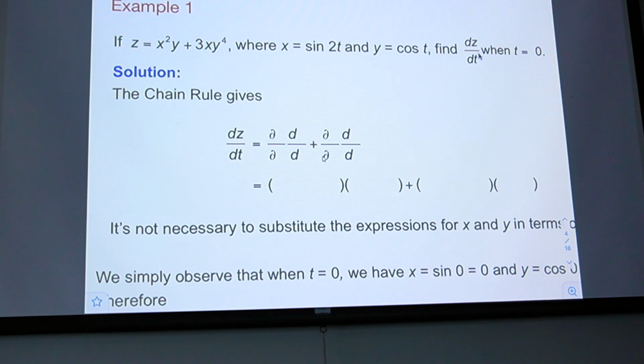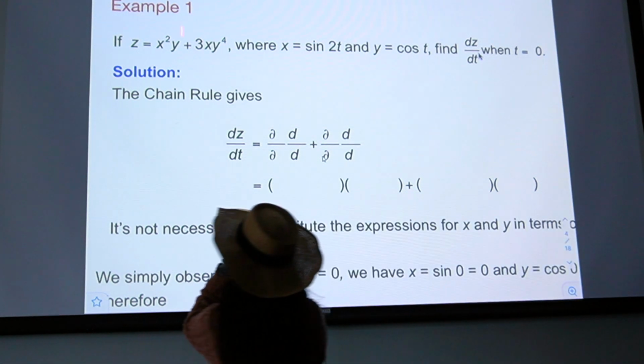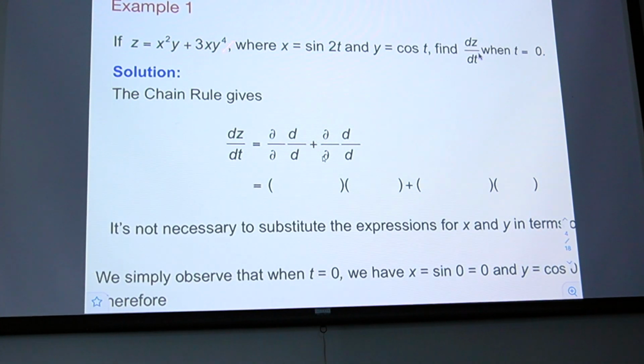Okay, very good. In this example, we have z as a function of x and y, right? It is a differentiable function of x and y. It's a polynomial of x and y, so certainly it's differentiable. And then x is a differentiable function of t, and y is a differentiable function of t also. So we can apply the chain rule here to find dz/dt when t equals 0.